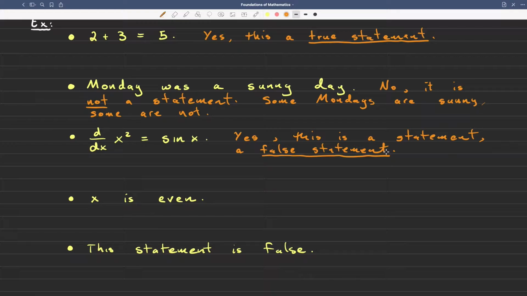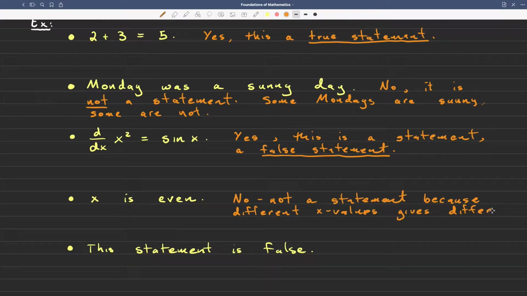Okay, the next example, x is even. That depends on what x is. So if x had the value of 2, it would be true. If x had the value of 3, it would be false. So this is an example of what we'd call a propositional function a little bit later, because it's a sentence that has a variable, and depending on the value of that variable, it can be either true or false. But this sentence, just as it is, can't be described as being universally true or universally false, or unambiguously true or false. It has ambiguity because we don't know what x is. So no, this is not a statement, because different x values give different truth values to the sentence.